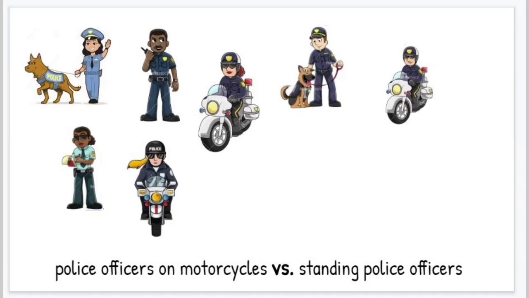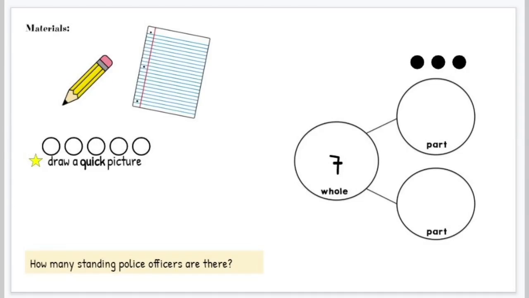Use your spy eyes. How many are on a motorcycle? Pause and press play when you're ready. You're drawing a quick picture on your number bond. That's right, there are 3 police officers on a motorcycle. Now, how many police officers are standing? Can you draw a quick picture to show how many are standing?